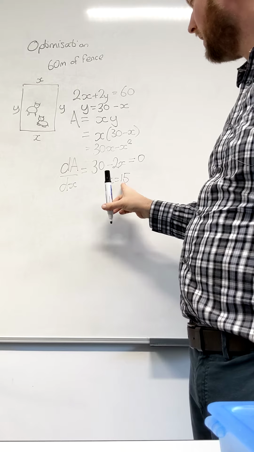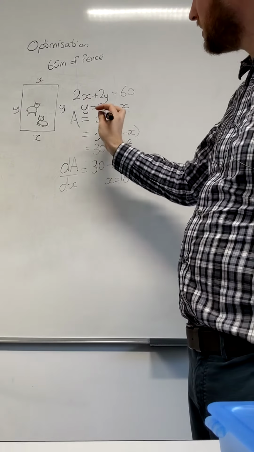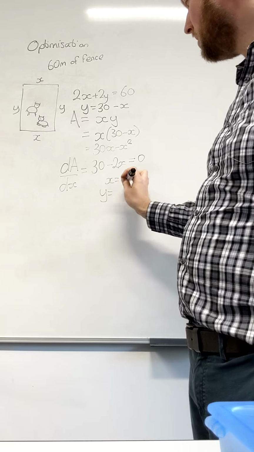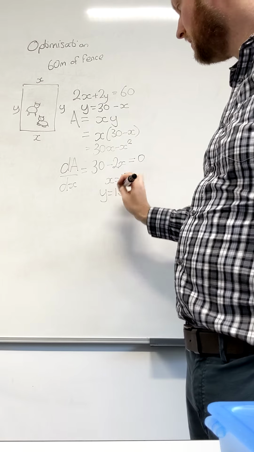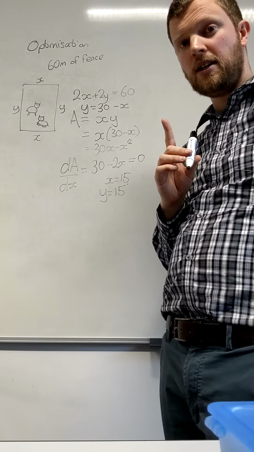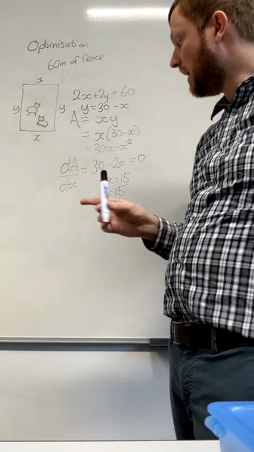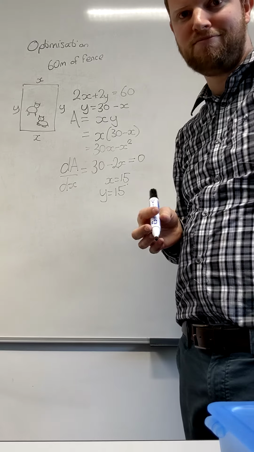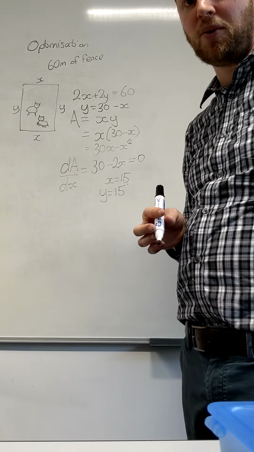Now, what's y equal to? Well, we said further up y is equal to 30 minus x, so y is equal to 30 minus 15, which is also 15. So, in fact, the shape that gives us the greatest area is a square field, which you may have imagined was the case to start with.